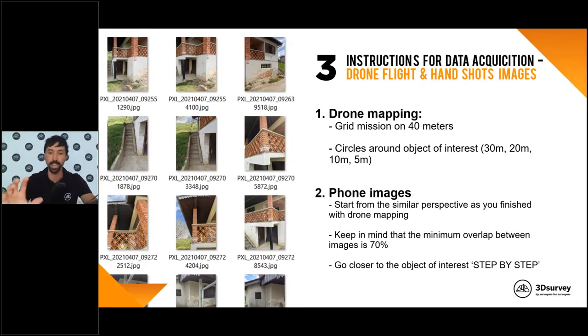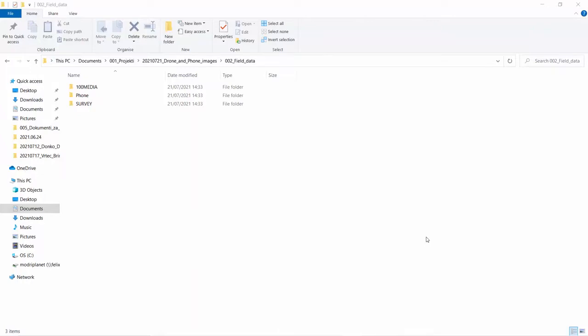So something like that. Okay, we are back from the field, and I just copied all the data from the drone SD card and got 2 folders. The first one is the survey folder and the second one is the 100 media folder. I also created a phone folder and copied inside my images from my phone, because I already mentioned here, we've been mapping with the Phantom 4 RTK.